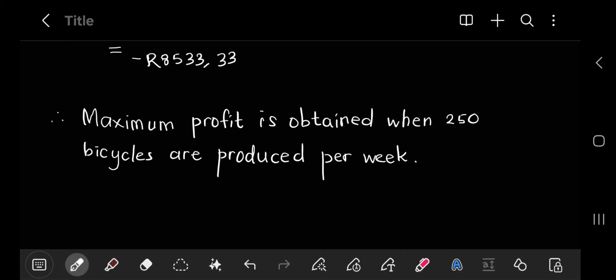Okay, so we don't just stop at our x values. We must take those x values and substitute so that we can see what the maximum profit is, since that was what the question asked. They didn't just say the number of bicycles, but rather they wanted to know what the maximum profit is going to be. So which number of bicycles produces the maximum profit? So that ends this question. We are done.